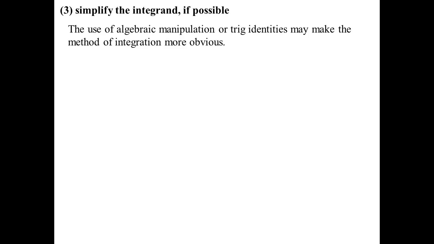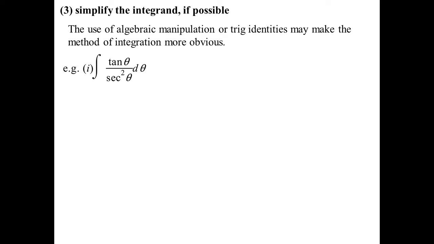So then, if those ideas aren't working, simplify the integrand, if possible. Now what do we mean, simplify it? A bit of algebraic manipulation, or maybe trig identities, can change it to make something a little bit easier. So you see tan theta on sec squared theta. I'm going to use trig identities.